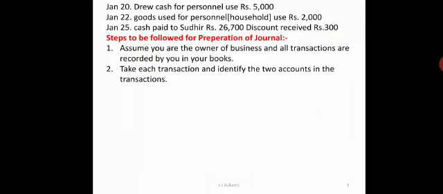Now when I am going to record them in journal, the first step is I have to identify the two accounts that are existing in a given transaction. Remember students, every transaction will have at least two accounts. It can be two or more than two. So there should be minimum two accounts. Only one account cannot be existing in any transaction because it is double entry.